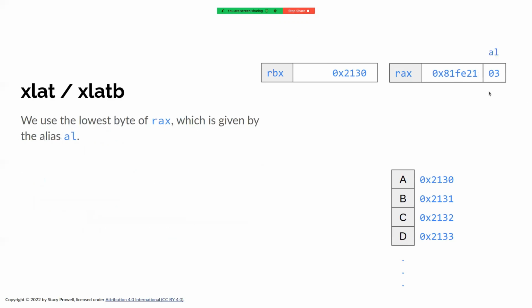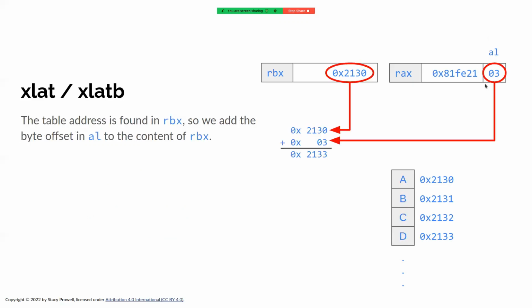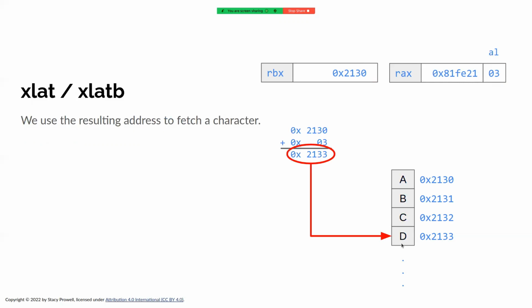And the first thing I do is I'm going to peel off the low 8 bits, right? The alias for that is AL. And I'm going to take that and add it to RBX, which gives me the address, 2133. So RBX at 2130 is pointing here at this little array. And 2133 is going to point down here to this cell, which holds D.